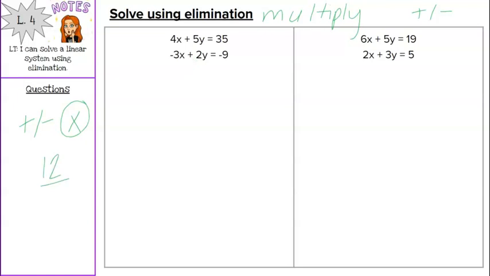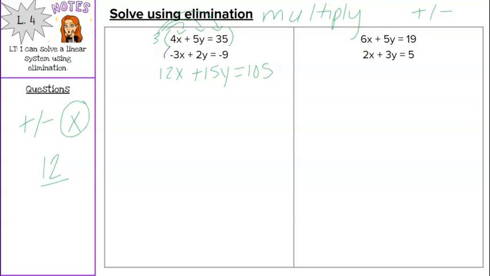So to do that, I just have to multiply the top equation by 3, because 3 times 4 is going to make 12. So I'm going to do that first. 3 times 4 is 12x. 3 times 5, we're just distributing, 3 times 5 is 15y. 3 times 35 is 105. So that's that first equation.